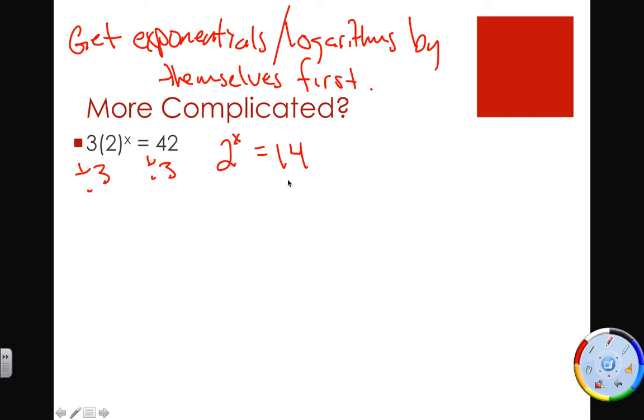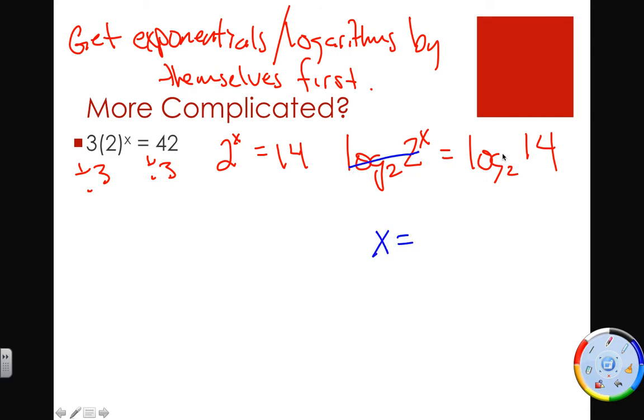And I want to use a one-to-one property here, but 14 is not a power of 2, which means I need to use a calculator. And so in this case, I need to take a logarithm of both sides. So I'm going to take the log base 2 because it's base 2 here. So log base 2 of 2 to the x equals log base 2 of 14. And I'm going to remember that these cancel each other out. I'm left with x equals log base 2 of 14.